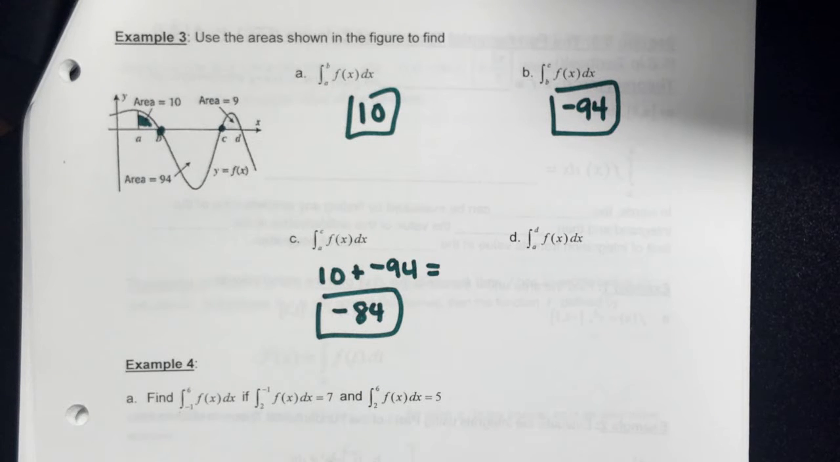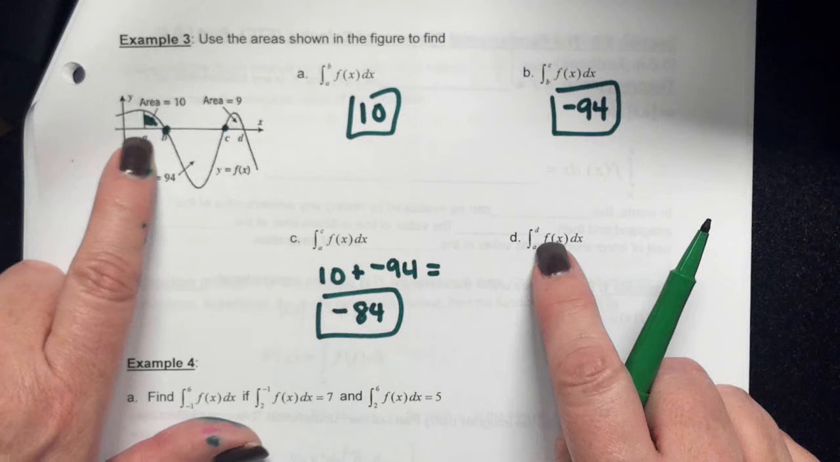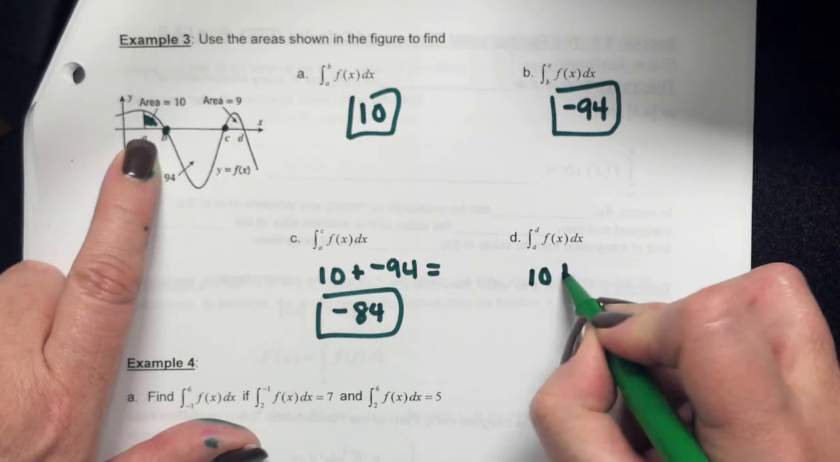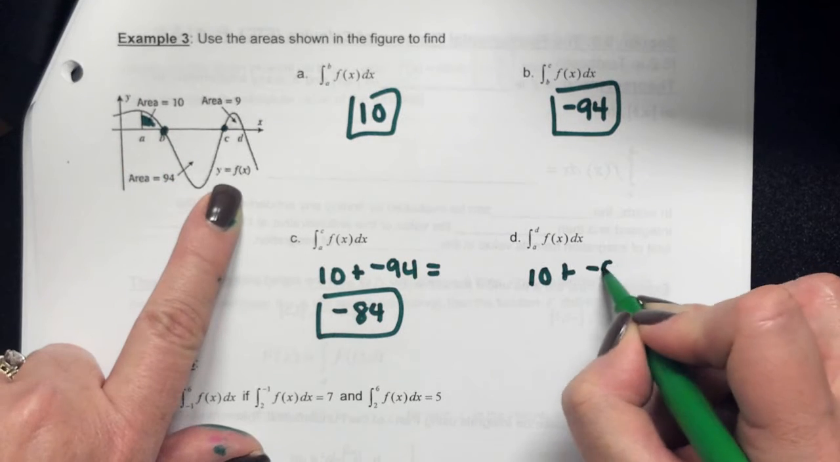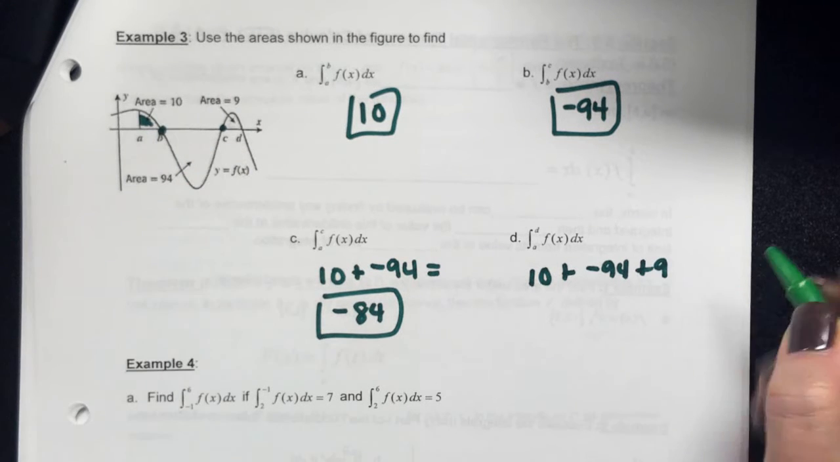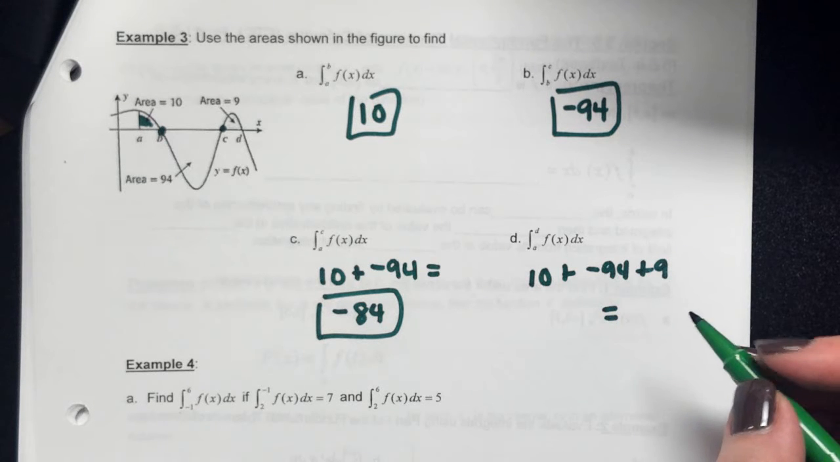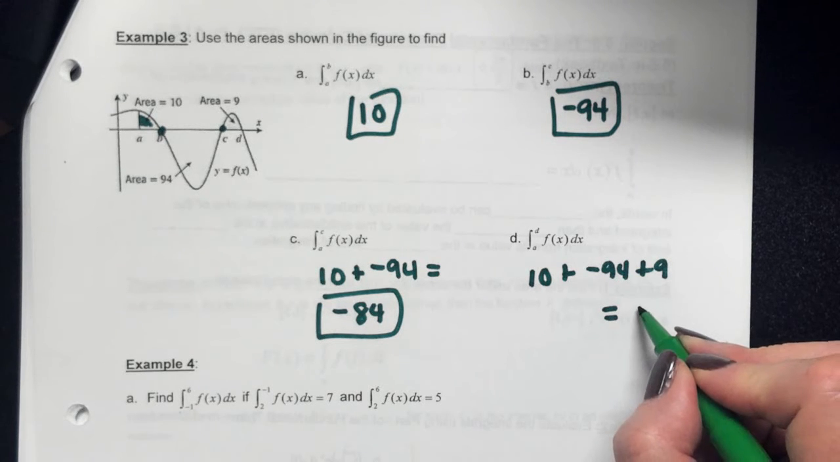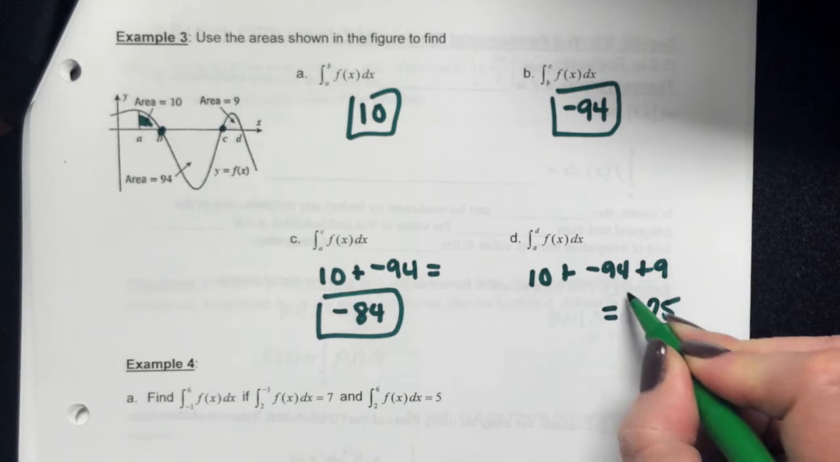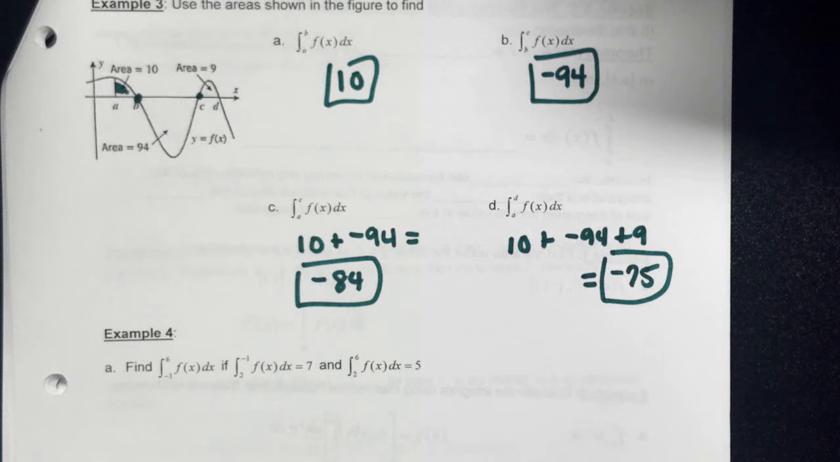And then letter D, from A to D. All you're going to do is add those different regions together. So from A to B is 10. From B to C is negative 94. From C to D is 9. So 10 minus 94 plus 9 is going to give me negative 75. So like I said, sometimes they'll divide your areas up and you just have to add or subtract them.